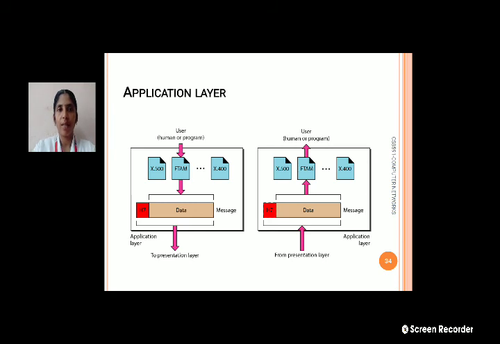Here we have the diagram. From the user it gets all the data. That data can be in any format. That message can use some dialogue control systems. It passes to the presentation layer, and from the presentation layer it gets the data for the application layer. Then the application layer delivers the programs to the user. So this process will continue to deliver all the messages to the user.